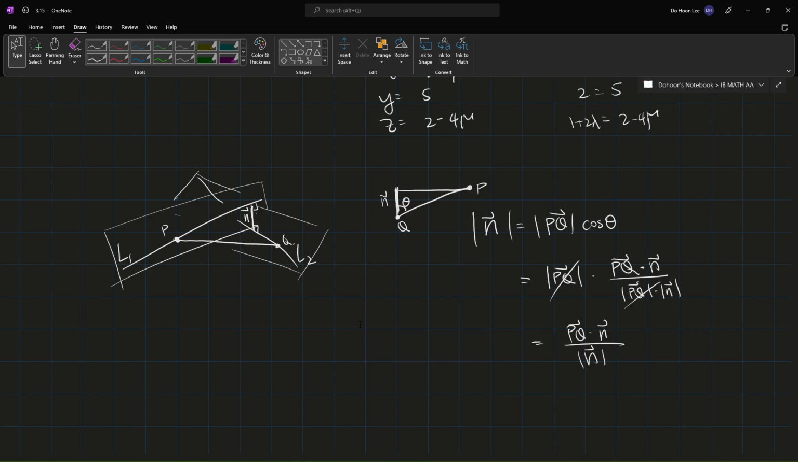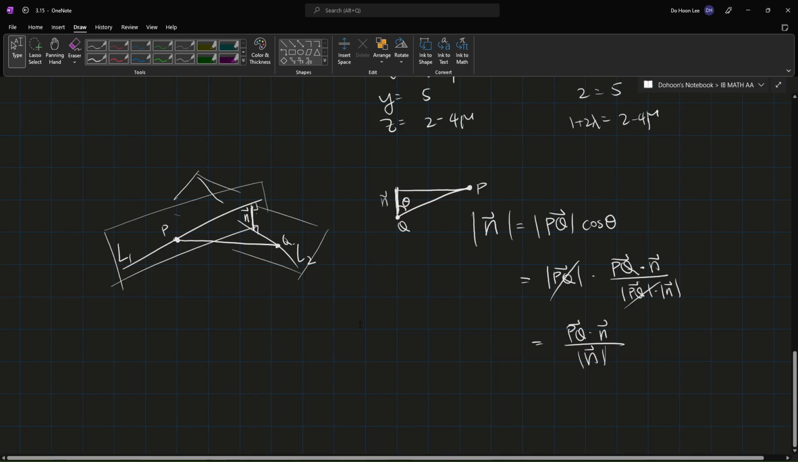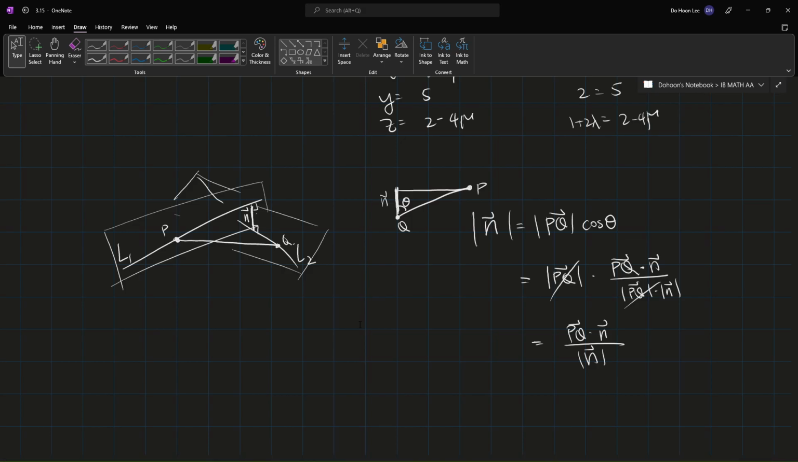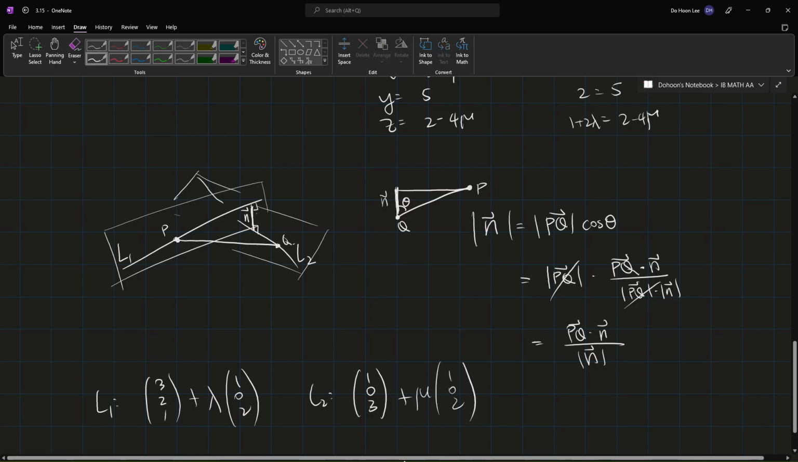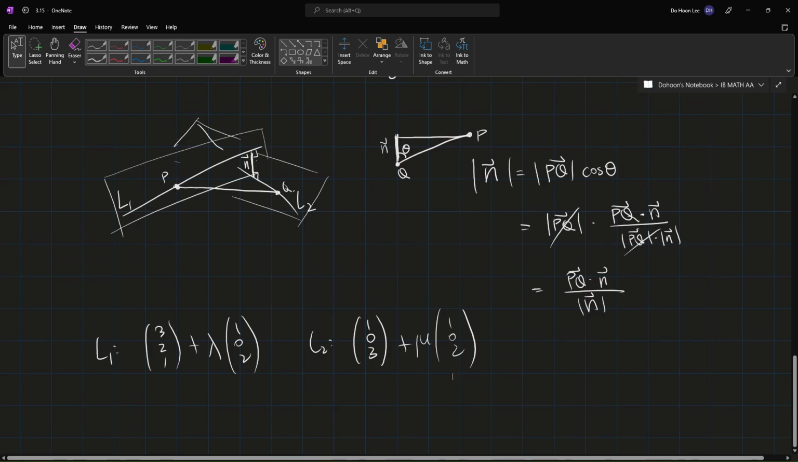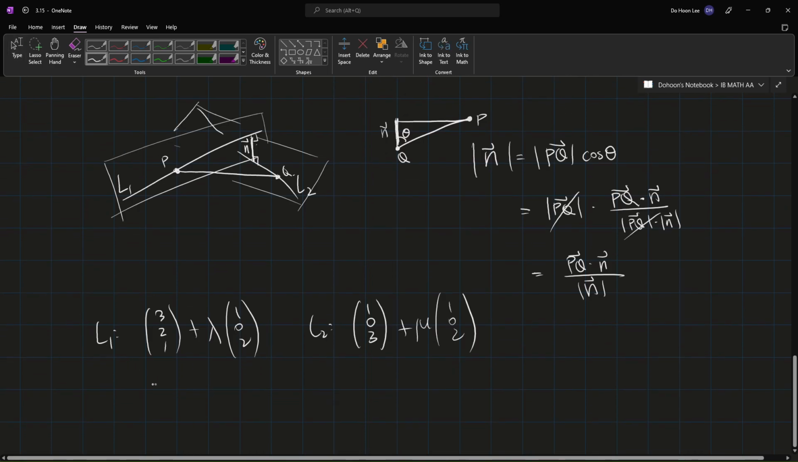I understand that the last part may be extremely difficult to get, but this is just so you know that such methods exist. Let's finish the video with a question where we're going to use the same line 1 and line 2. Line 1 is (3, 2, 1) plus lambda (1, 0, 2). And this time line 2 will be (1, 0, 3) plus mu (1, 0, 2). The two lines are parallel, and can you try to find the distance between the two lines?